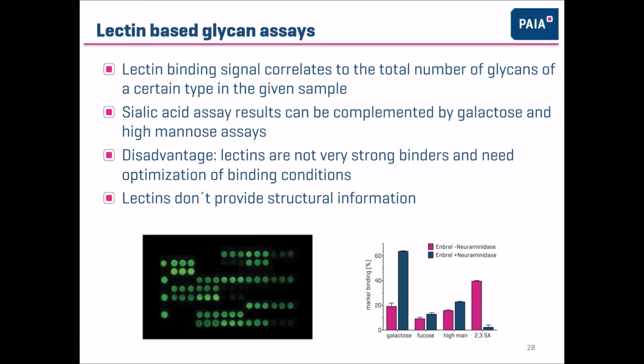The disadvantages of lectins are that they are not very strong binders to the sugars. We're talking about high micromolar affinities here, so one really needs a proper optimization of the binding conditions for the individual lectins. And the other point, which is important to mention here, is that lectins also don't provide structural information. So if you get a signal for galactose, for example, this is like a sum parameter for all the galactose-related structures in the sample.